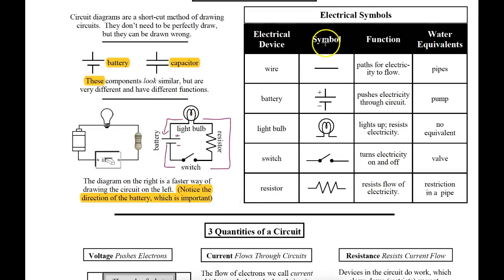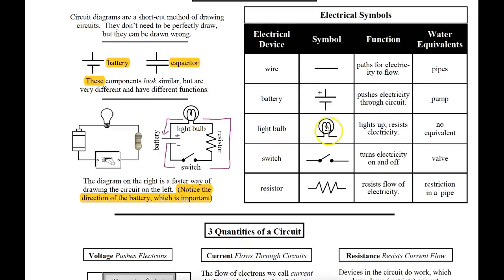Electrical symbols, here they are on this chart here. You have a wire shown like a line. This is where electricity flows through. Its equivalent is a pipe that water would flow through. A battery looks like this, positive, negative, pushes electricity through the circuit. And it works like a pump. So it's pumping out electrons from this side, pumps through and back.